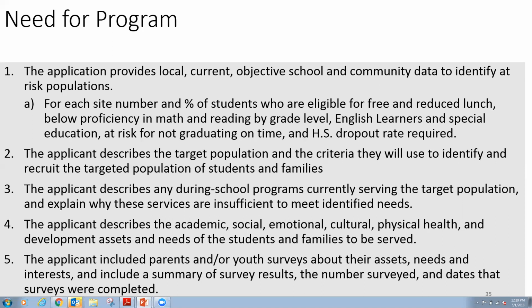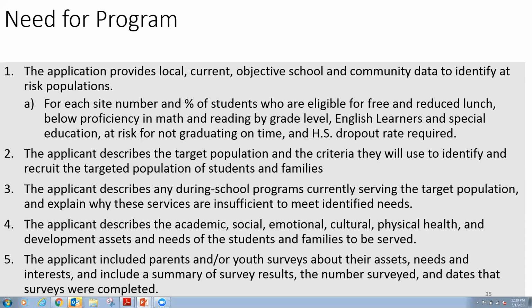The applicant describes academic, social, emotional, cultural assets and needs of students and families to be served. Now, this is where there's a discrepancy. In the RFP, it says if you conducted surveys, please include it in your needs assessment. But we suggest that you have youth and parent information about interests, needs, and desires for programming, and that you include that in your needs statement.